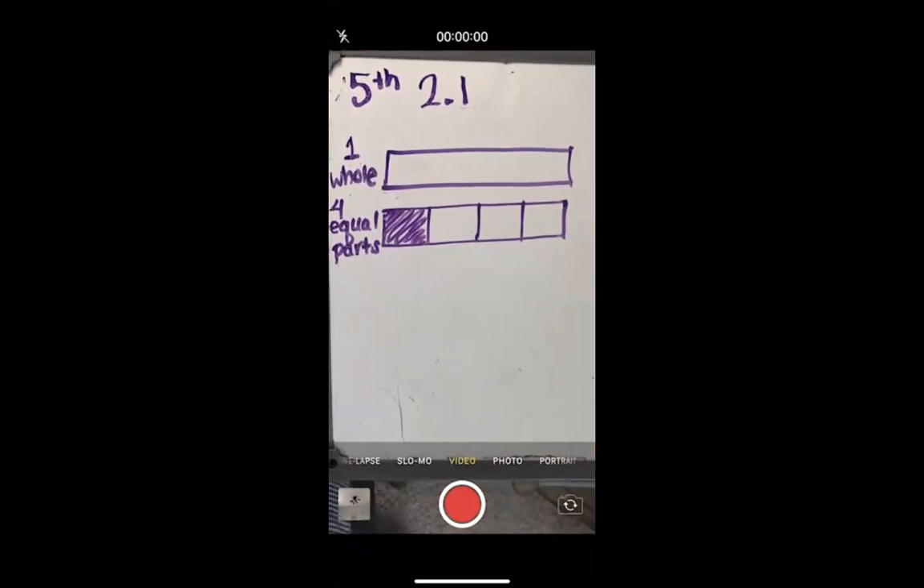I have 4 equal parts, just one of them. I want to hear from someone else. What would that be? 1/4. Good, Addie, 1/4.